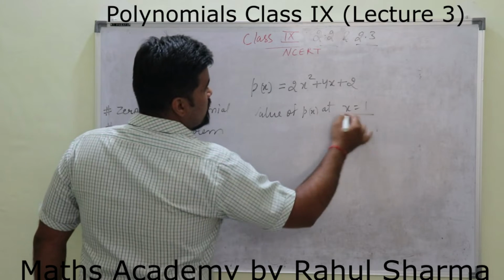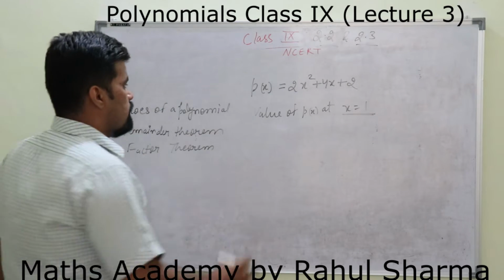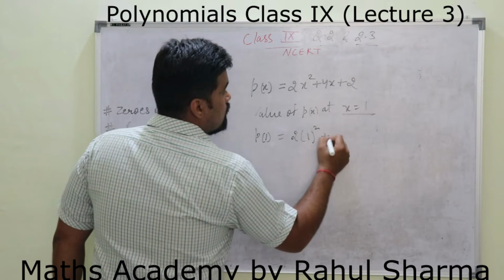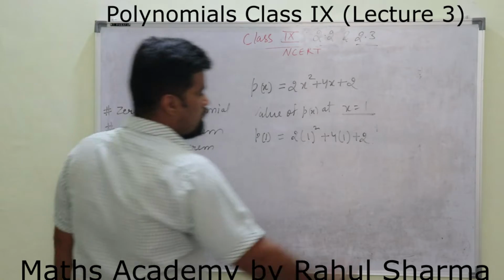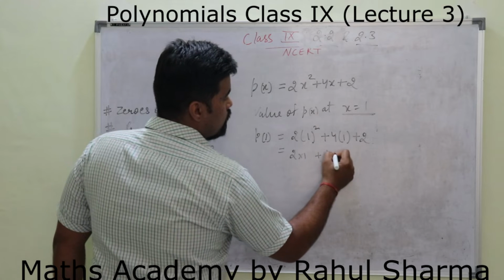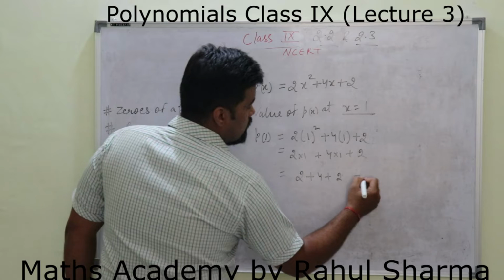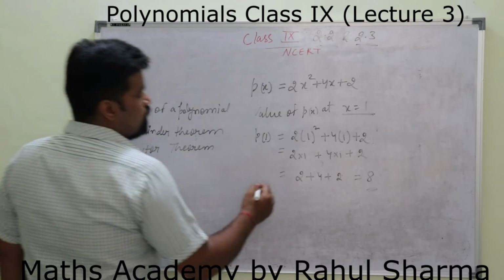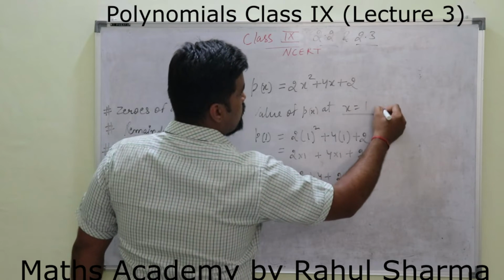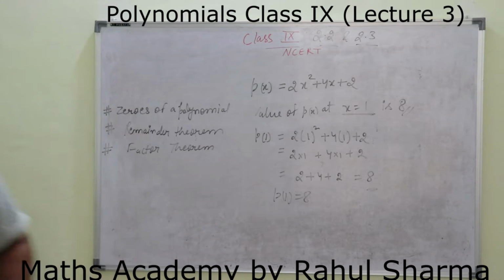x is equal to 1 is clearly saying that you have to put 1 in place of x. You have to replace x by 1. So p(1) is equal to 2 into 1 to the power 2 plus 4 into 1 plus 2. 1 square is 1, so 2 into 1 plus 4 into 1 plus 2. So it is 2 plus 4 plus 2, which is 8. So you have found that p(1) is equal to 8, or the value of p(x) at x is equal to 1 is 8. Right? You have got this value of this polynomial.